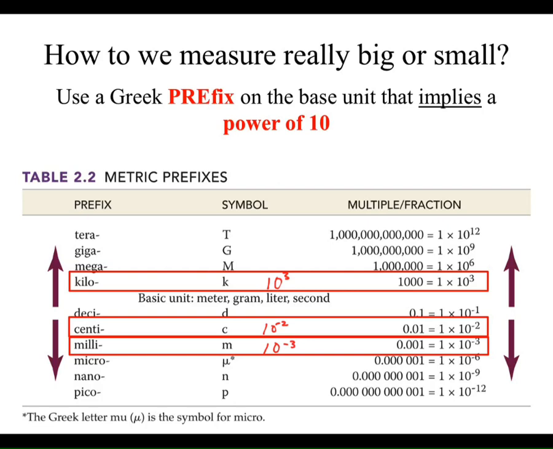Those prefixes should be memorized exactly as is. The rest of them, if you need them, will be given to you. But for the most part, we don't use them, because those scales are either too large or too small for us to really work with at this level in chemistry or science.